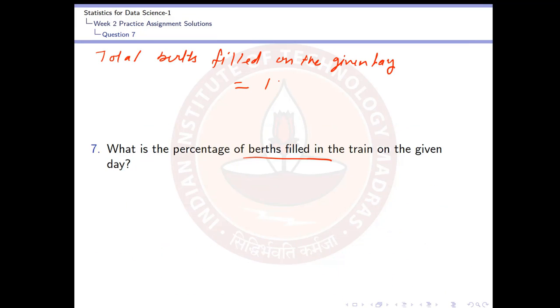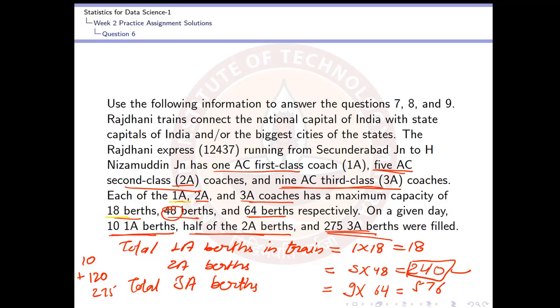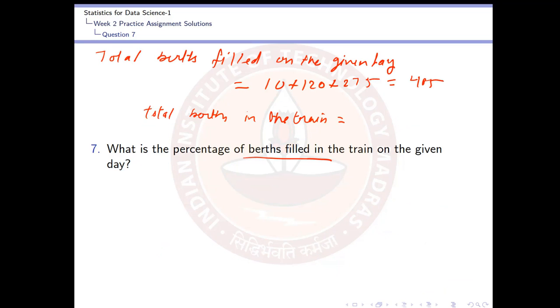So total will be 10 plus 120 plus 275. That will be your 405. And we have to find the percentage of total filled. So we have to calculate the total berths in the train. As we have calculated, the train has 18 1A berths, 240 2A berths and 576 3A berths. So total berths in the train will be 18 plus 240 plus 576. That will be your 834 total berths.